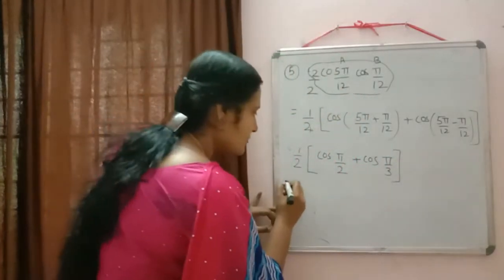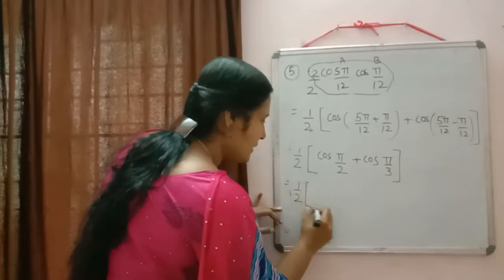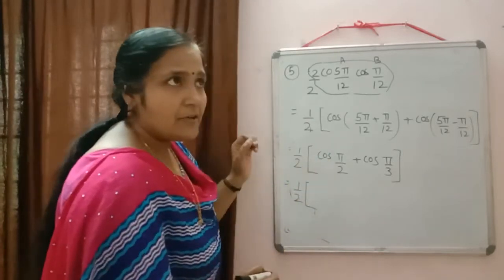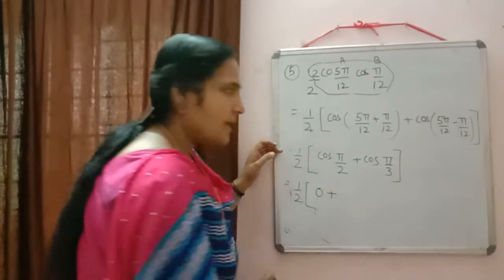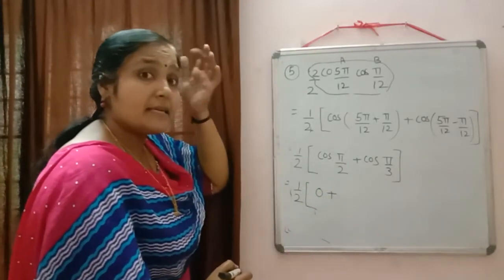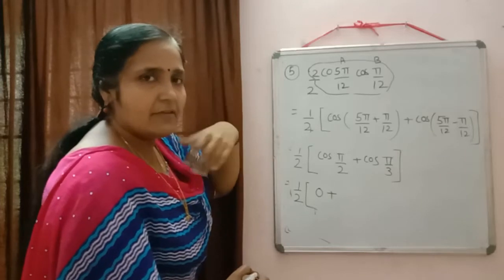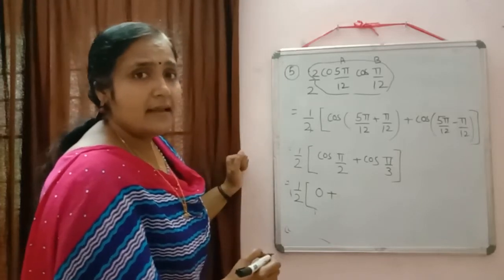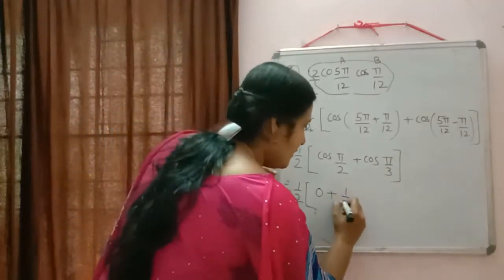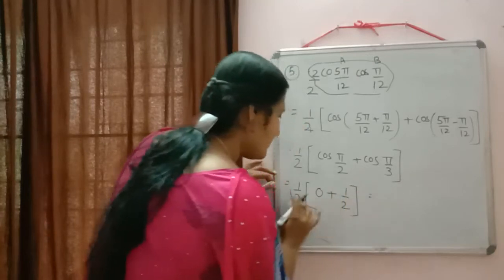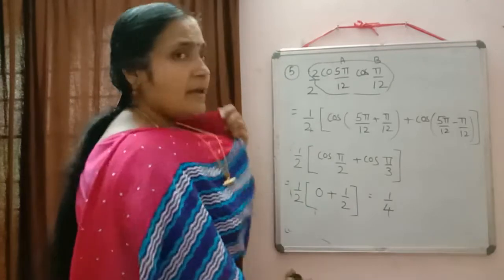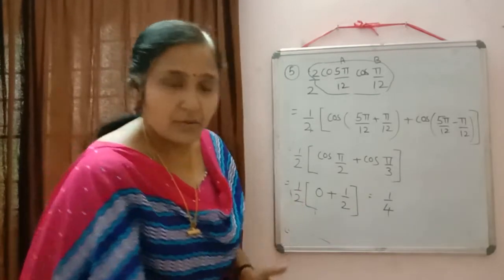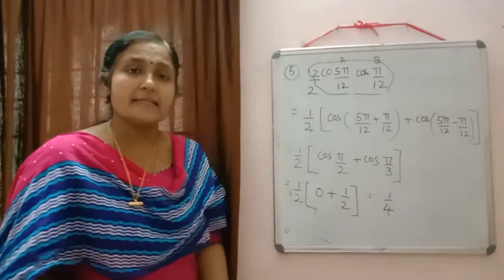Now we can substitute the value. 1 by 2 into cos pi by 2, cos 90 degree, is 0, plus cos pi by 3. Pi by 3 means it is 60 degree. And what is the value of cos 60 degree? Yes, 1 by 2. So we multiply 1 by 2 and 1 by 2, and it will be equal to 1 by 4. So I think it's clear to you how to use the formulas there.